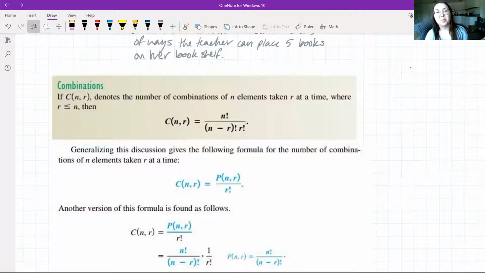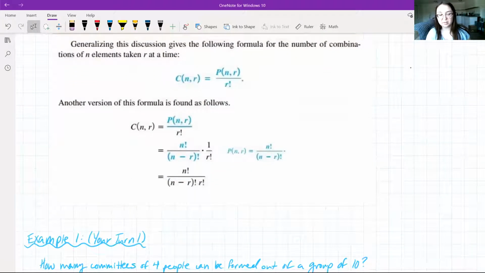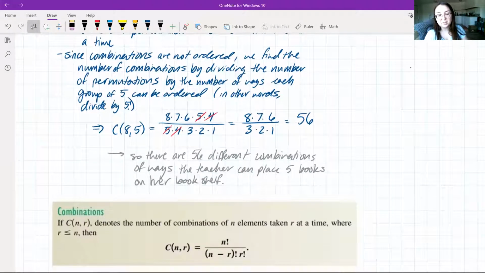So once again, I'm going to show you the proof just so that you have a reference of how we ended up finding this formula, but you will not be tested on the proof or anything along those lines. It is just nice to look at and reference if you would like to know how we ended up getting this formula. So generalizing this discussion gives the following formula for the number of combinations of n elements taken r at a time. Essentially, C of n, r is equal to the permutation of n, r divided by r factorial, which is what we did before when we took our values of 8 times 7 times 6 times 5 times 4 and divided by 5 times 4 times 3 times 2 times 1.